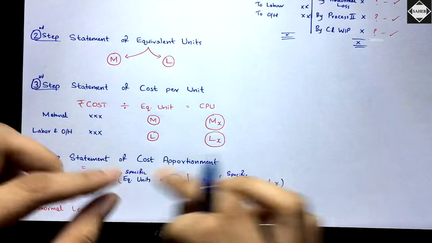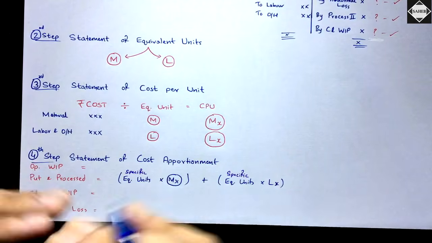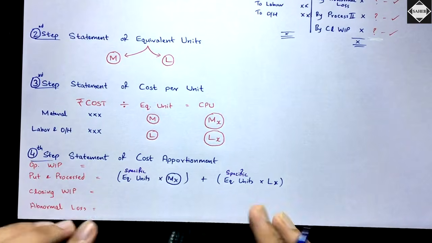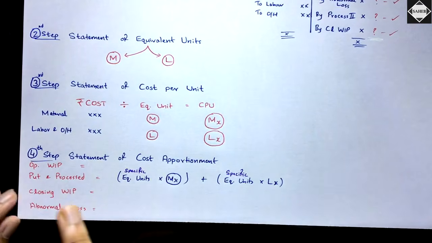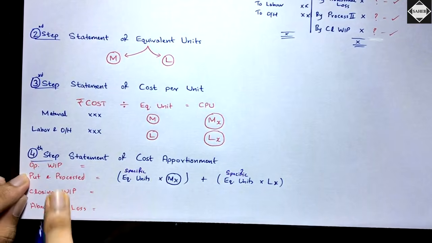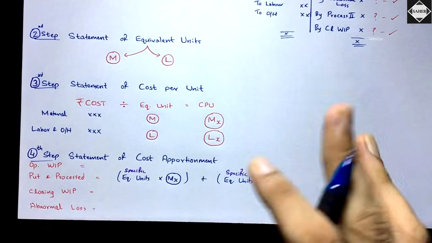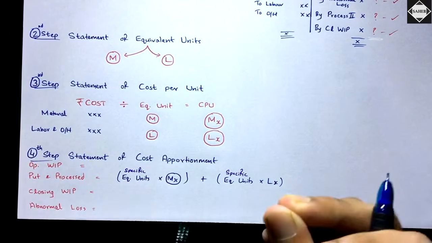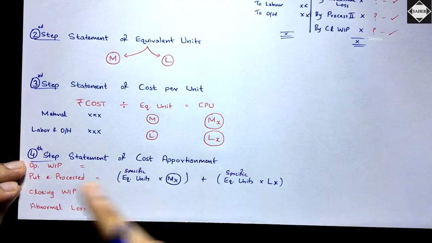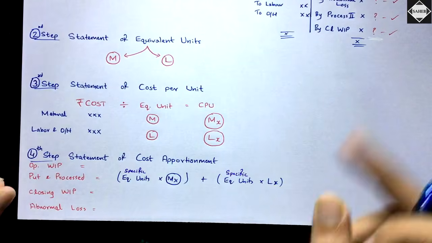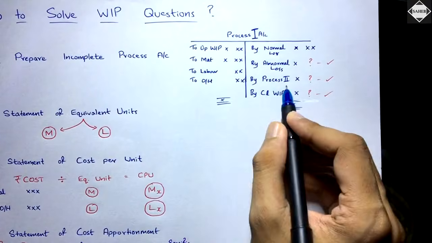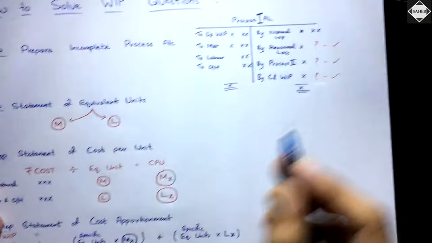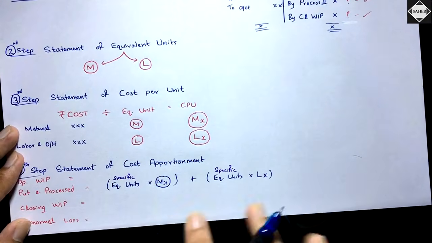So you'll be multiplying and adding it up, multiplying and adding it up. That's what you're going to do, and you're going to find out the value of closing WIP, abnormal loss, input in process, and opening WIP. All the values you will find. The answers from opening WIP and input in process you will add together, and you will take it to process 2, whatever is transferred to the next process. And then closing WIP also you will find after doing that calculation.